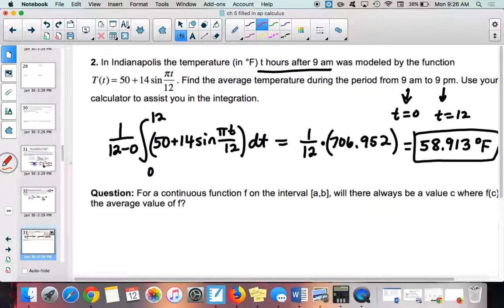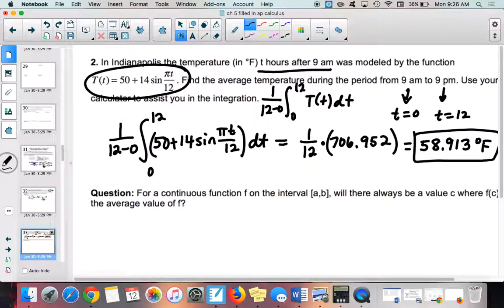The other thing I want to mention is on the AP test, I always write my formula in the simplest way possible, okay? Because as I was writing this down, I almost put a minus here on accident. I almost set it up like this, and that would be incorrect. Okay, I would get no points for the setup because I messed up and put a minus. Okay, so it's a plus. So the easiest way to do this would be 1 over 12 minus 0, going from 0 to 12, and I would write T of t dt, because T of t was already defined in the function. Okay, so always write it that way.